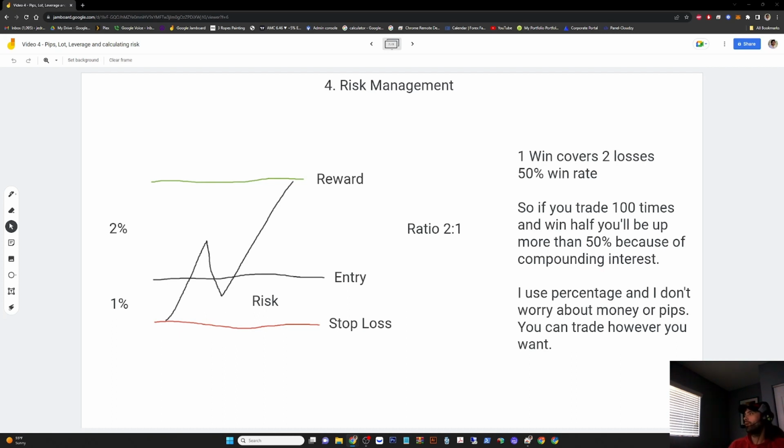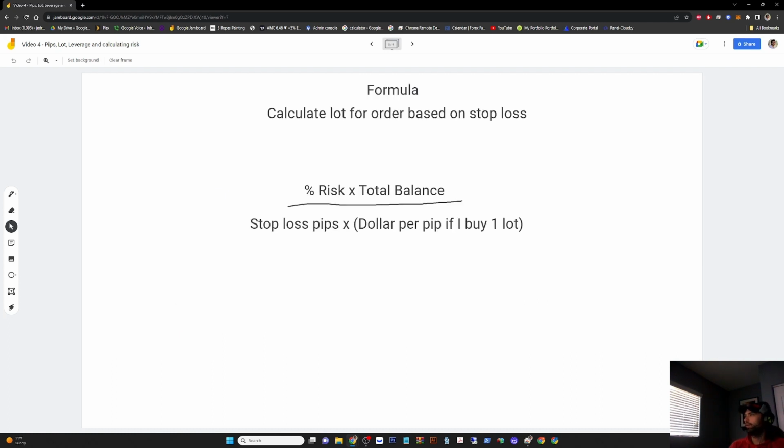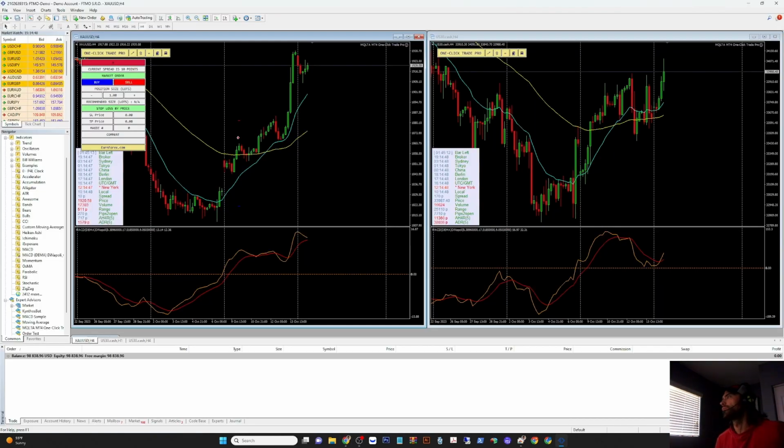If you want to calculate it all out yourself, I'll give you the formula. You'll probably see why this is something I don't want to do, especially in the moment of every trade. How to calculate lot for order based on stop loss: percent risk times total balance, divided by the stop loss times the dollar amount per pip if I buy one lot. There's many free lot size calculators you can find online too. So what I use to calculate my lot size is One Click Trade Pro.